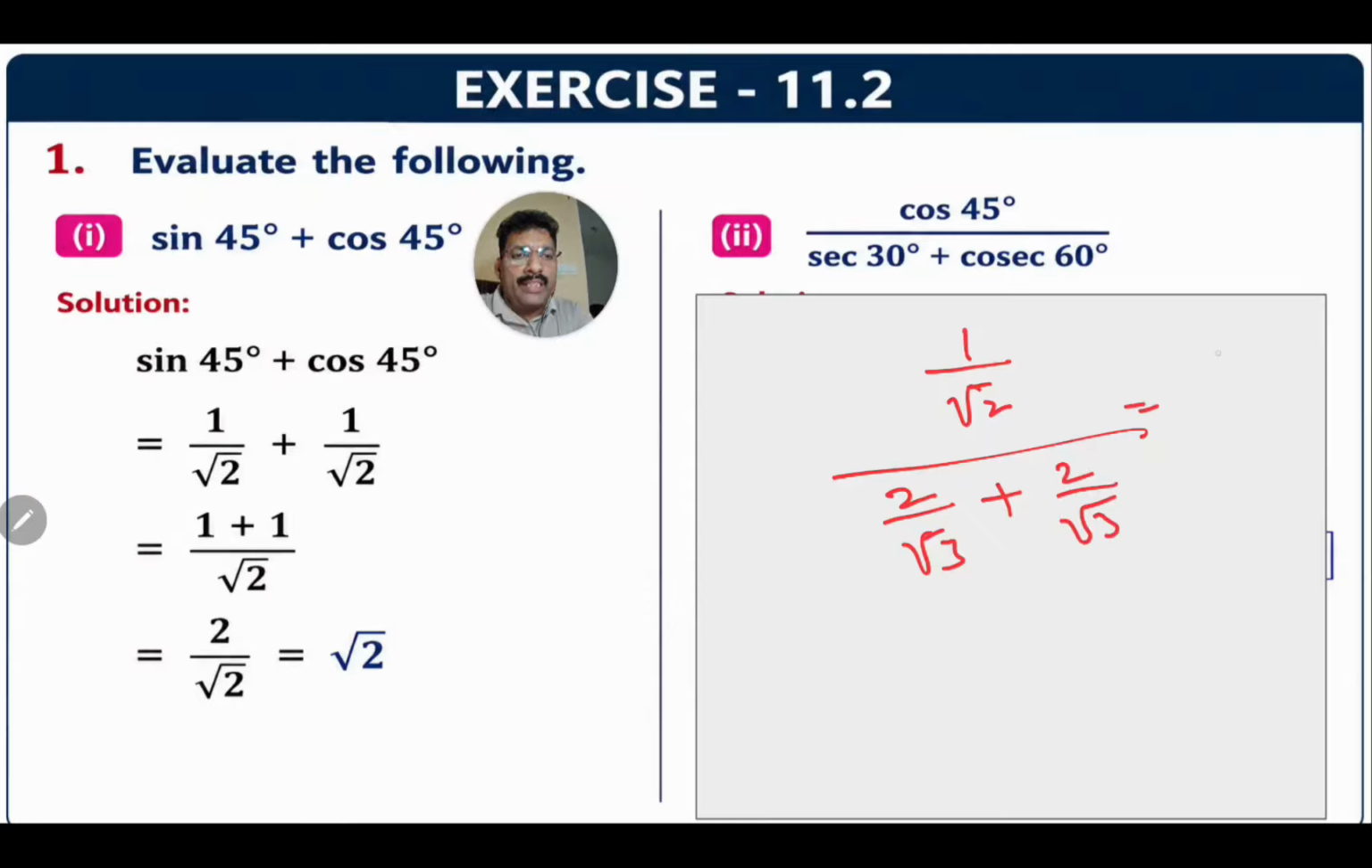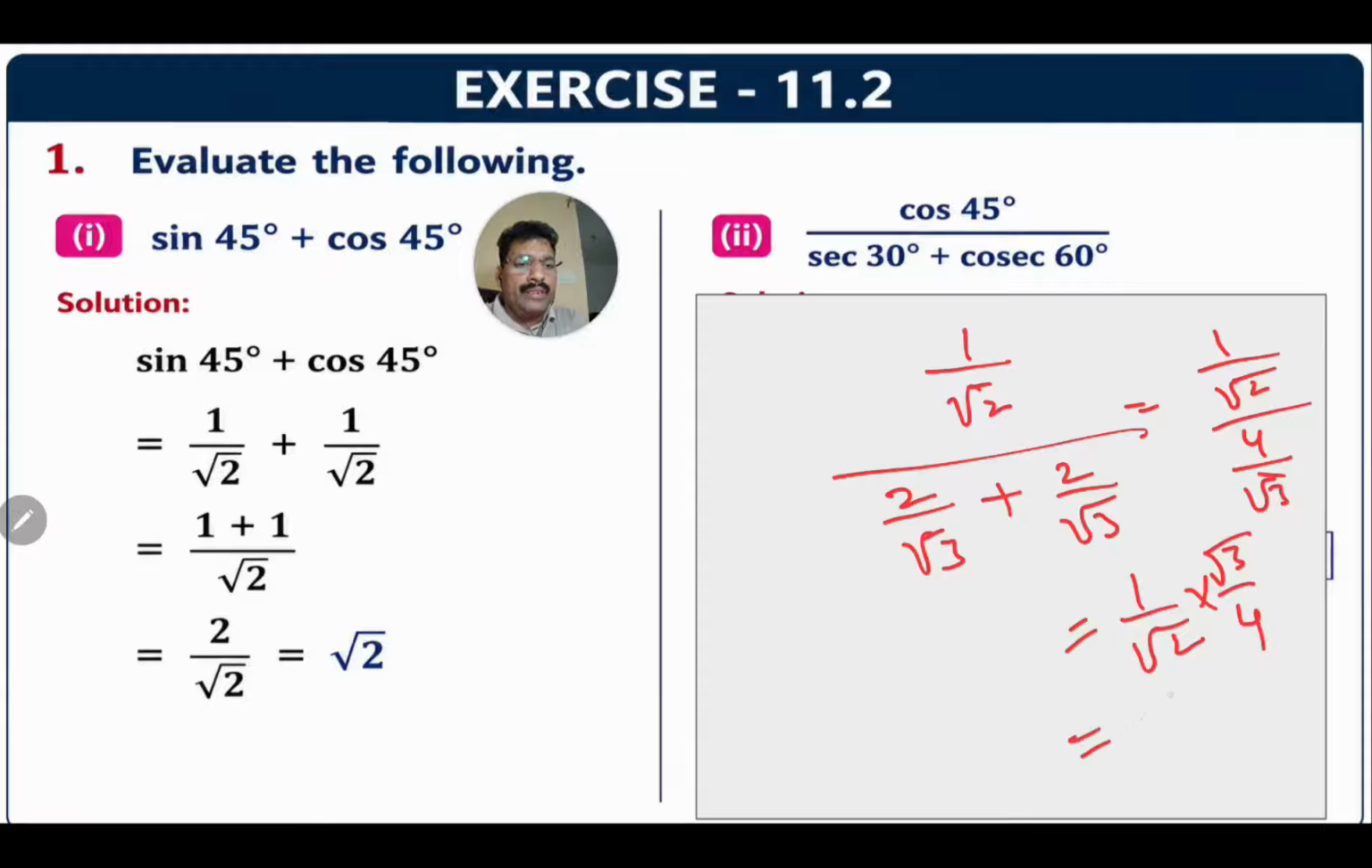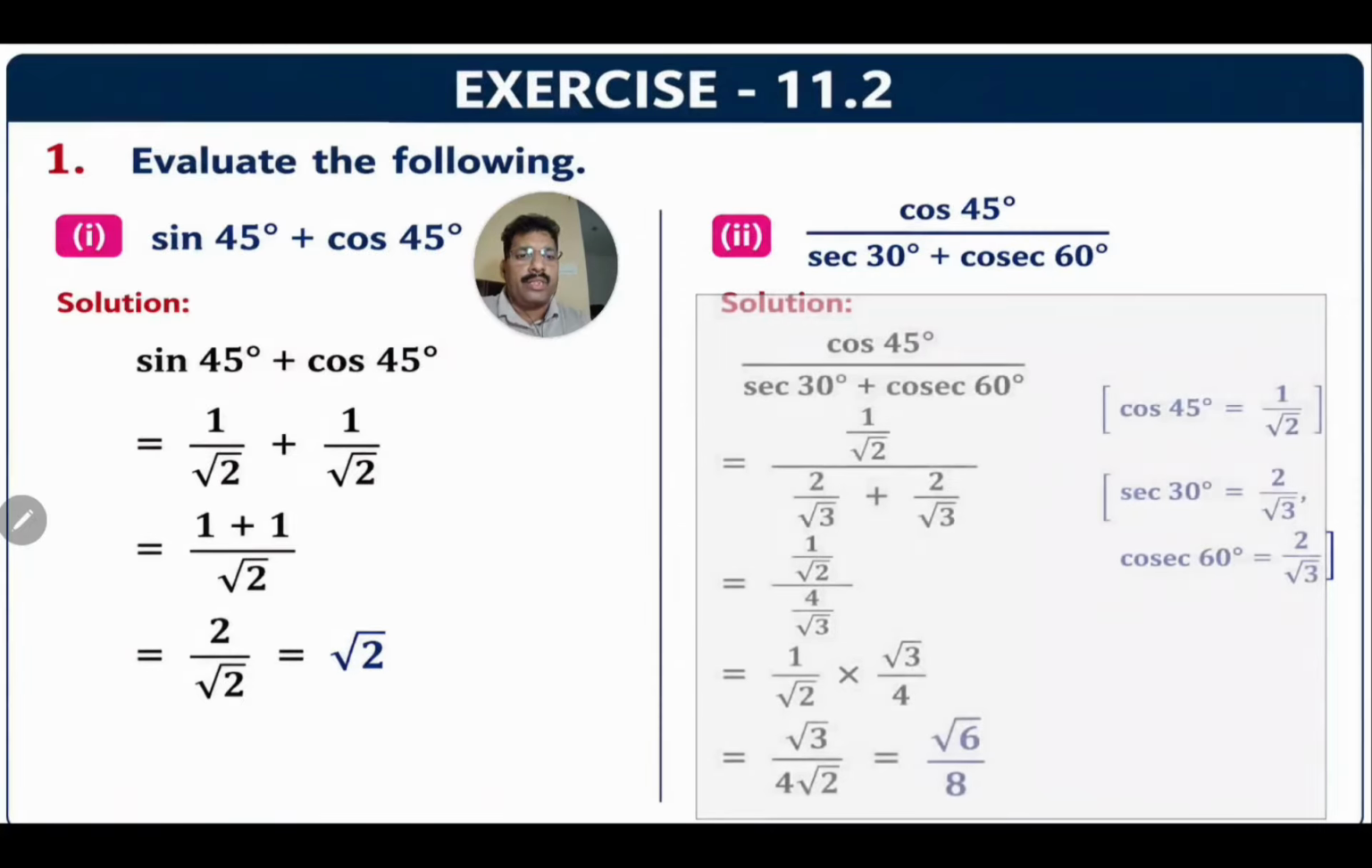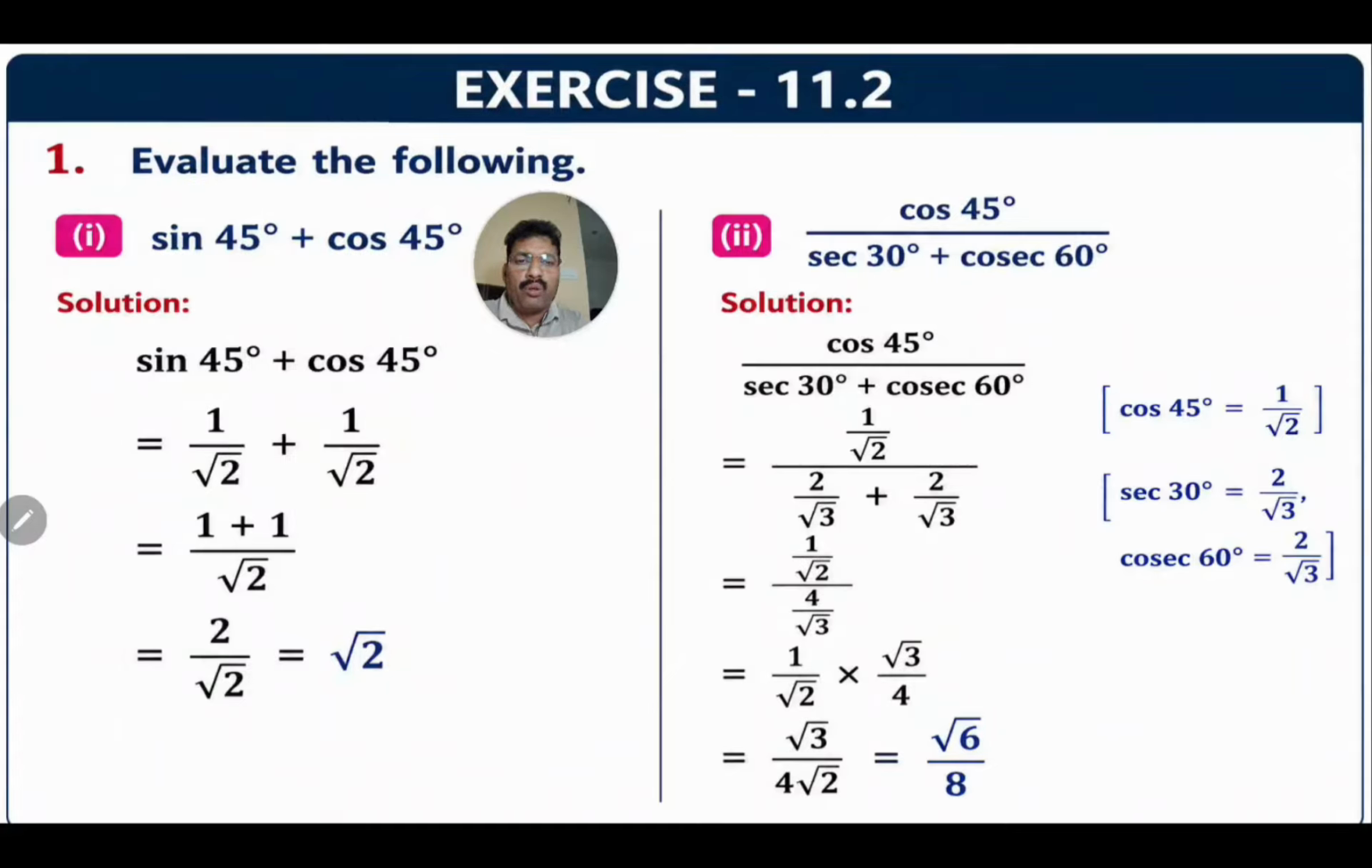So now numerator is 1 by root 2, denominator is 2 by root 3 plus 2 by root 3, that gives 4 by root 3. So 1 by root 2 into, if you take the denominator into numerator, this becomes root 3 divided by 4. So the answer is root 3 by 4 root 2. Like that we can calculate the values of given trigonometric functions. You see the answer, root 3 by 4 root 2. Cos 45 degrees value is 1 by root 2 here. Secant 30 degrees value is 2 by root 3, cosecant 60 is 2 by root 3. By simplifying, you will get root 3 by 4 root 2.